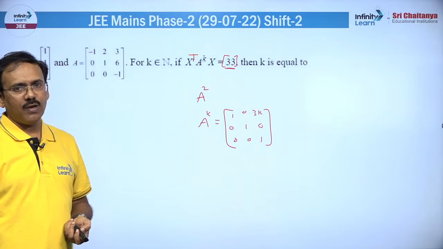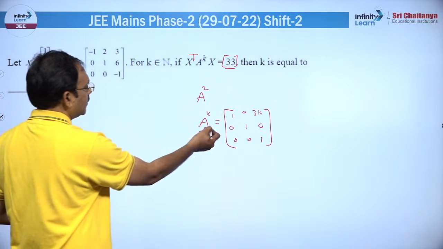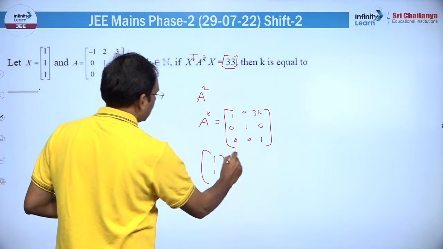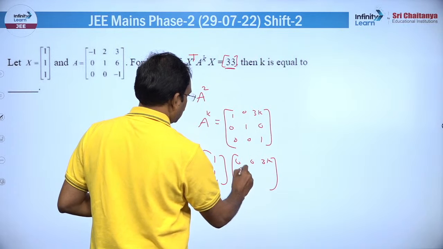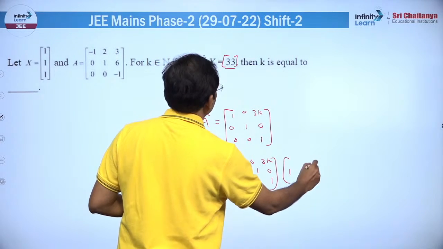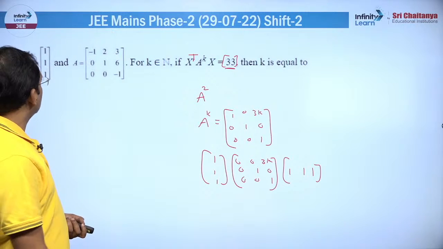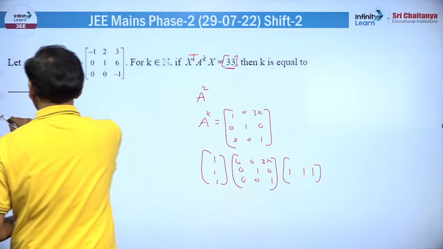So, this is going to be almost a 10, because you need to multiply this A K with the column matrix 1 1 1 and this particular matrix 0 0 3 K 0 1 0 0 0 1 into 1 1 1. This is the one. This is going to be, my dear friends, so x to be multiplied, this is column matrix.